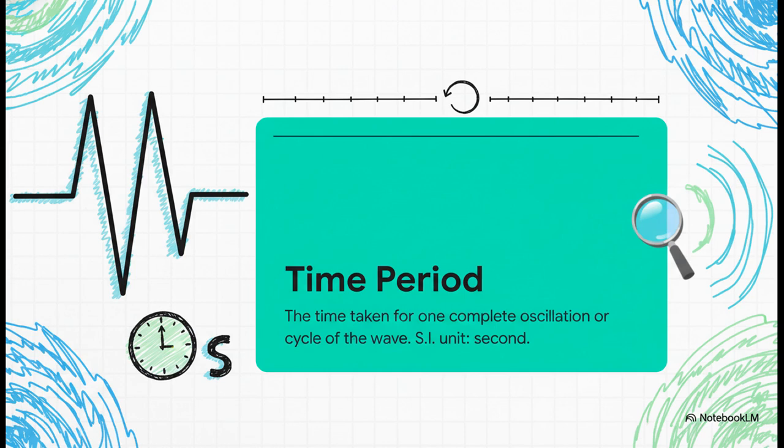Next, we've got the time period. This one is all about, well, time. It's simply how long it takes for a wave to do one full cycle, to go all the way up, all the way down, and get right back to where it started. So naturally, its unit is the second.